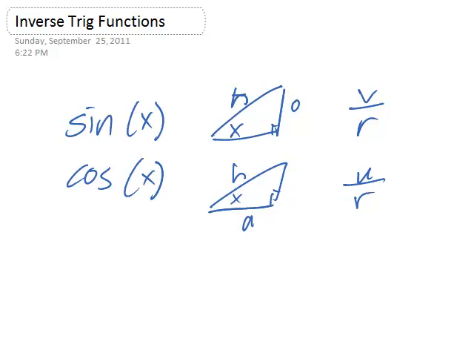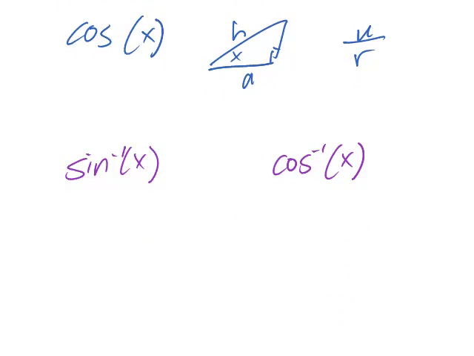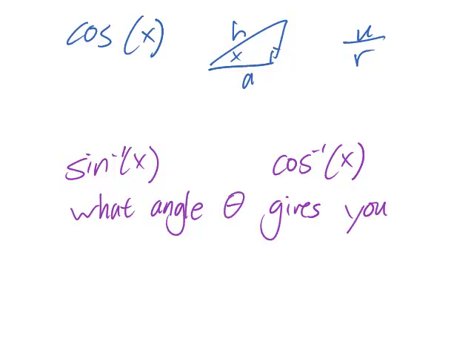Now what we're going to do is introduce two new functions, sine inverse and cosine inverse. And what they do is they kind of do the opposite thing. So instead of saying, okay, sine of 45 degrees, right? What is opposite over hypotenuse for 45 degrees? What's v over r of 45 degrees? We're asking what angle theta gives you the sine or cosine value x.